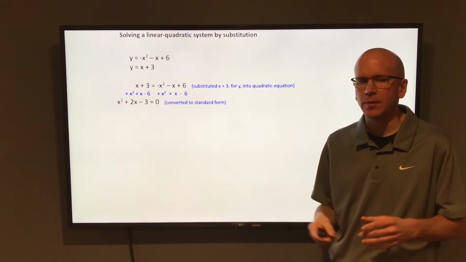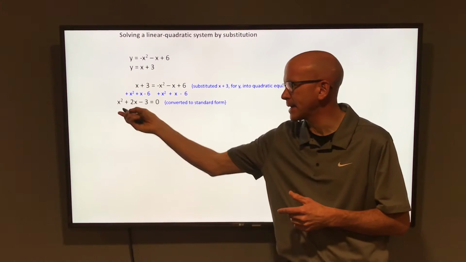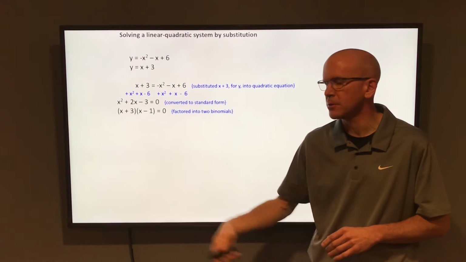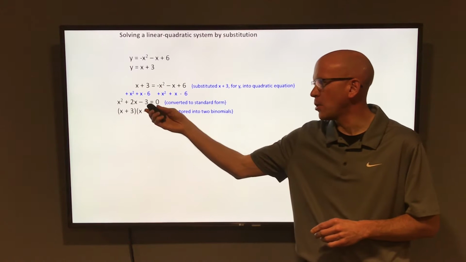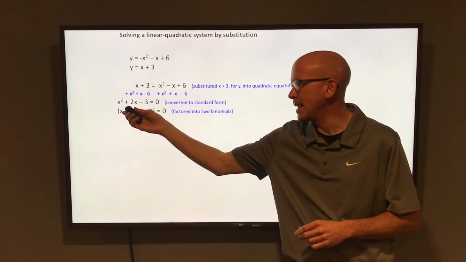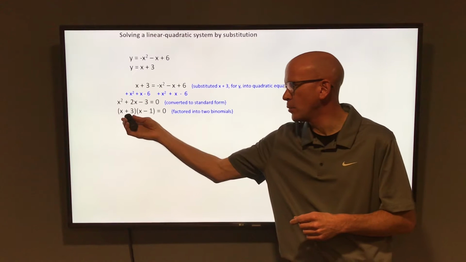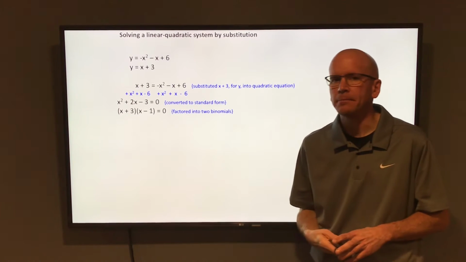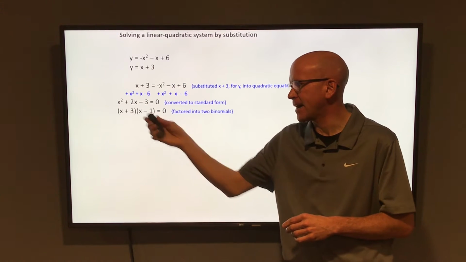We can now factor that into two binomials. The first terms of the two binomials multiply to make x squared, so the first terms would be x and x. The second terms of the two binomials multiply to make negative 3 and add to make 2. So two numbers that multiply to make negative 3 and add to make 2 would be 3 and negative 1. So x plus 3 times x minus 1, those are the two binomials that it factors into.